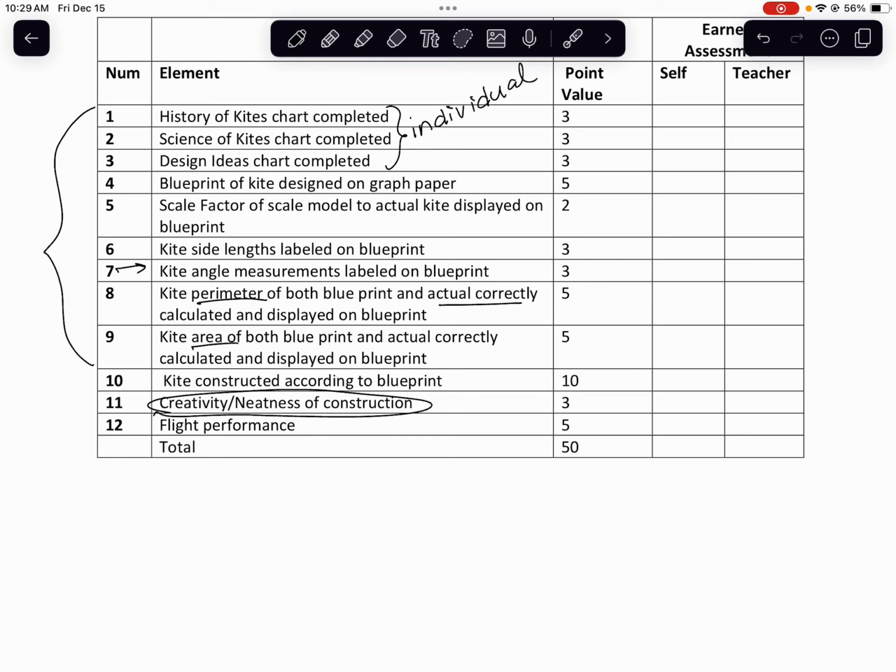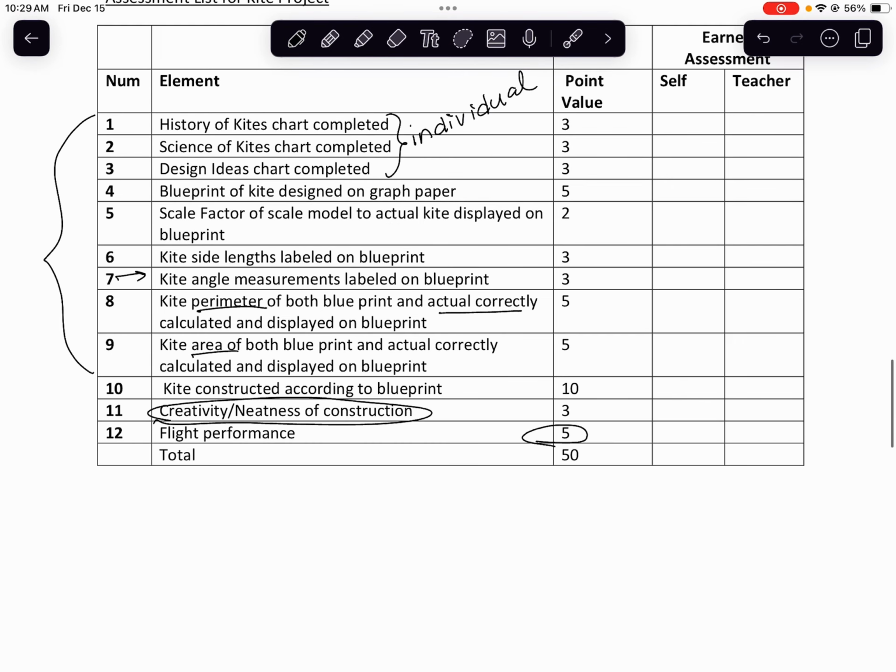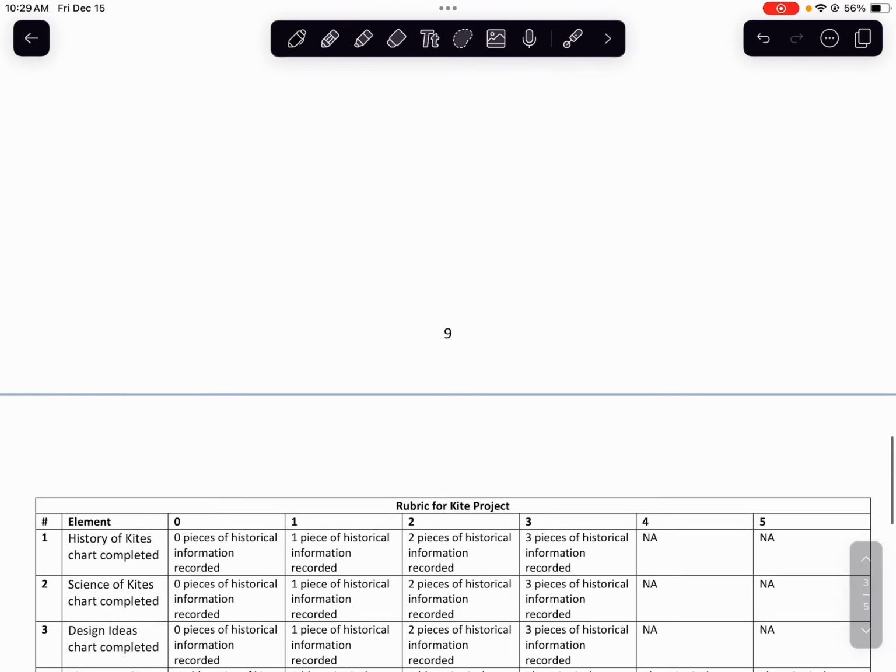And then if your kite doesn't fly, you're not going to fail the project. If you see that here, your performance is only 5 points, okay? It's can you complete the project and do a great job on it, okay? If we had more time, we would then come in, revise them, and then try again. But we're running out of time.